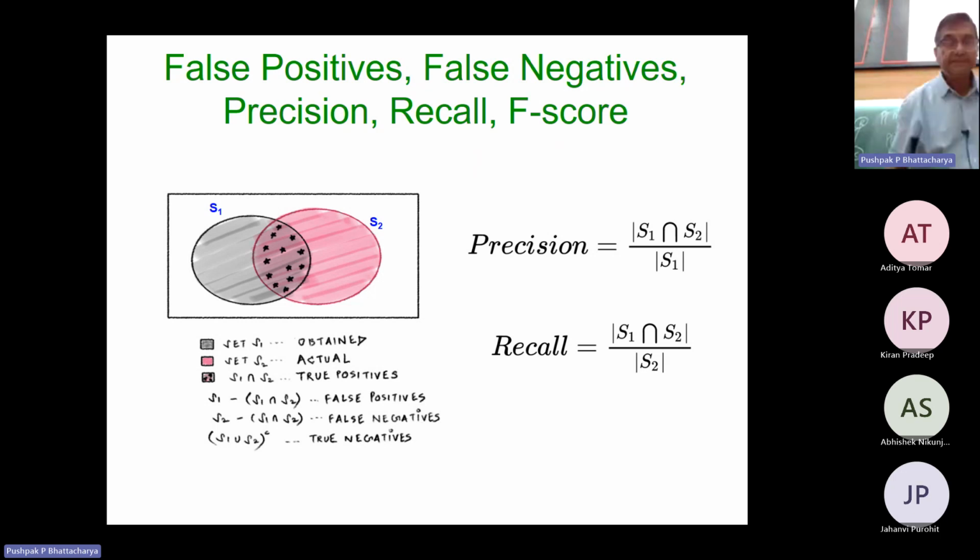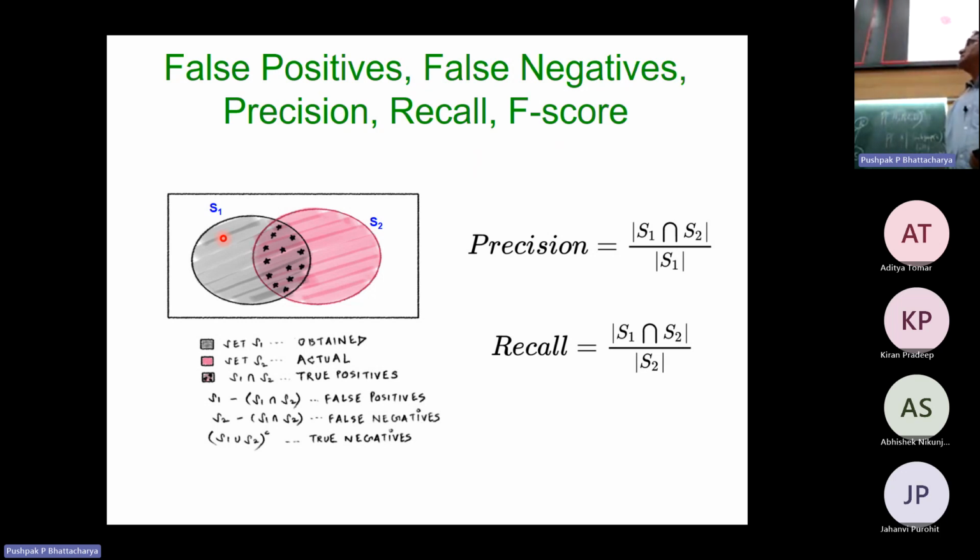this region, this red dot region, is S1 minus S1 intersection S2. This is the set of false positives. Why false positives? They are looked upon as true labels by the machine, but actually they are outside S2, which means they are actually not true labels. So this is false positive.